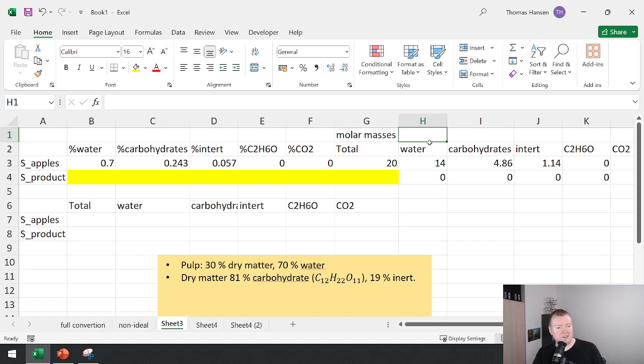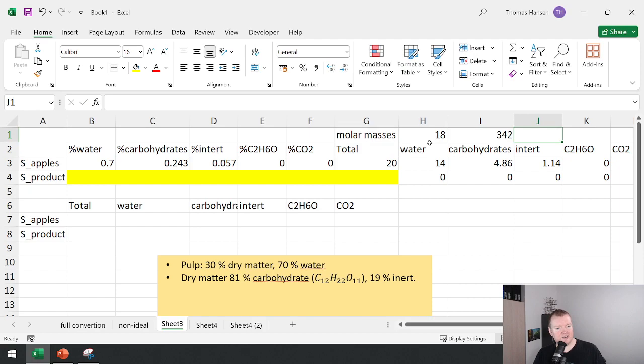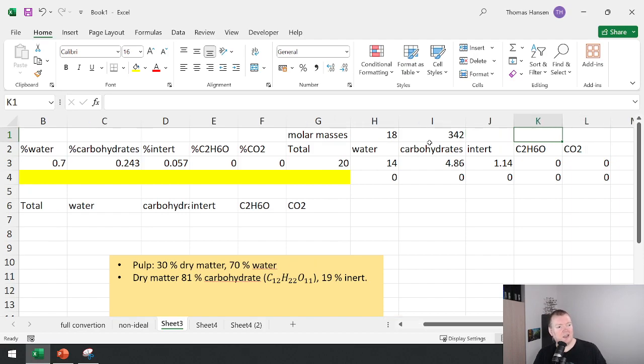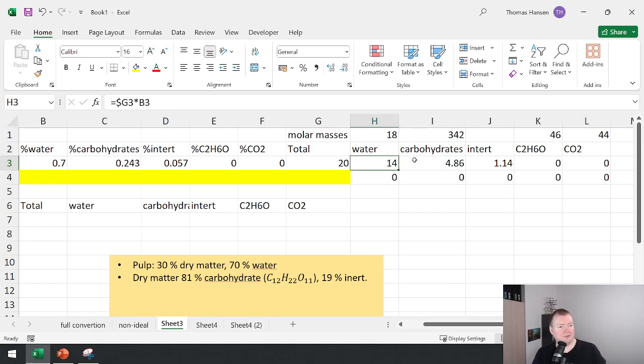Now we're going to be lazy and cheat and say, okay, water H2O, 2 plus 16, close enough. The carbohydrates, 12 carbons, 22 hydrogens, and 11 oxygens. The inerts I don't really care about. And over here I have 2 carbons, 6 hydrogens, and an oxygen. 12 plus 2 times 16. So I'm just using the approximate masses. Carbon is 12, oxygen is 16, hydrogen is 1. That'll work fine for now.